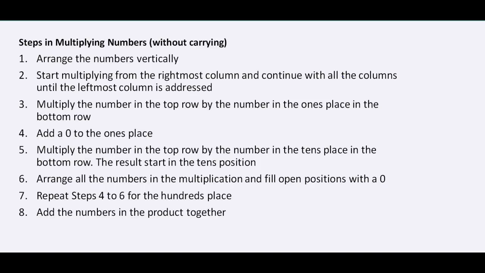So to multiply without carrying, you want to first arrange the numbers vertically. Then you multiply the numbers on the top row by the number on the bottom row, starting from the right hand side, and then you keep moving to the left hand side until you've multiplied by all the digits. So let me just show you what all of this means.